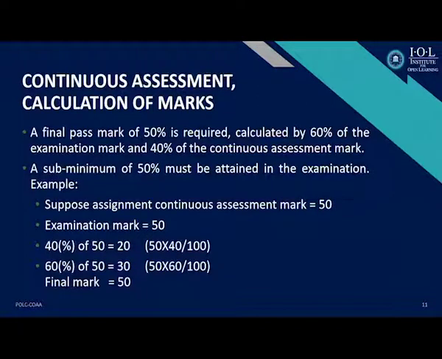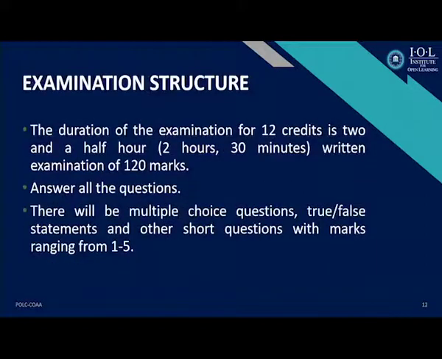Your examination mark, if you only obtain 50 in your exam, will be calculated against 60%. Now it will be 50 times 60 divided by 100 to give you the final mark. That will be 30 in this case. So for your final mark, you will only get the 20 from the continuous assessment and the 30 from the examination. That will give you 50, at least a pass mark of 50, because you need to get the sub-minimum of 50 to pass the course.